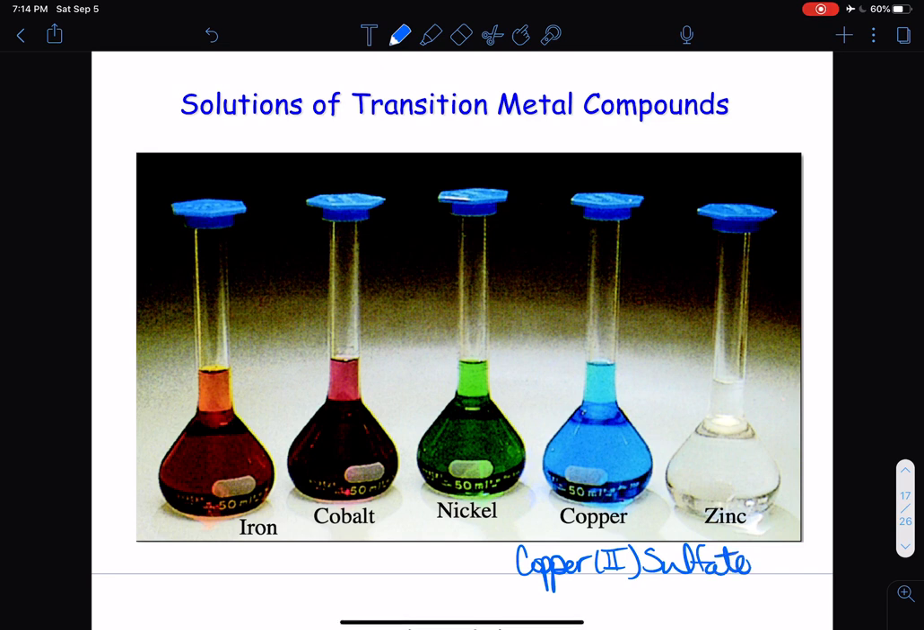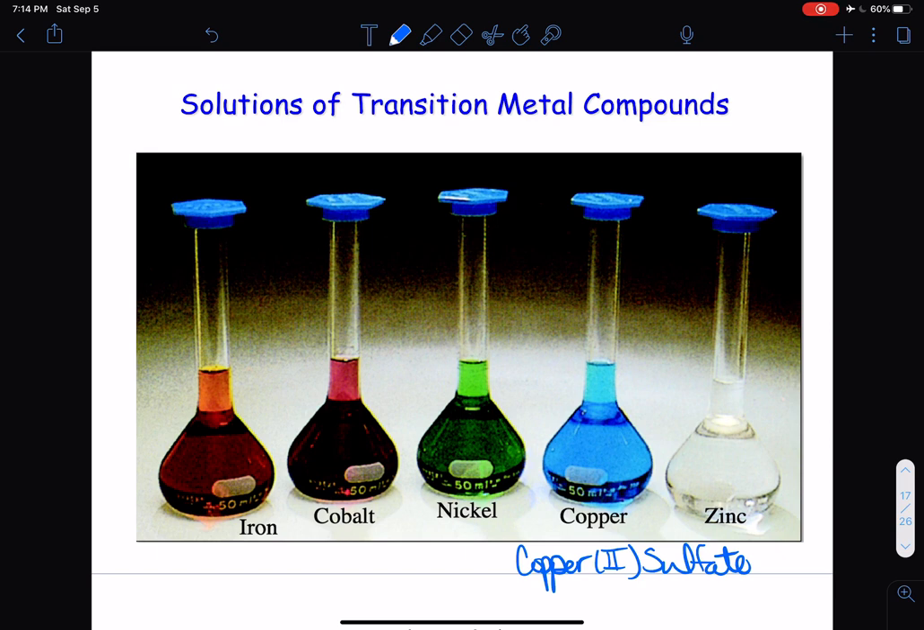A solution of copper(II) sulfate is definitely something that most introductory students will see in the lab. And you'll not only see it once, you usually see it about 3 or 4 times. Copper(II) sulfate is a blue solid, and if we dissolve it into water, it makes a blue solution.